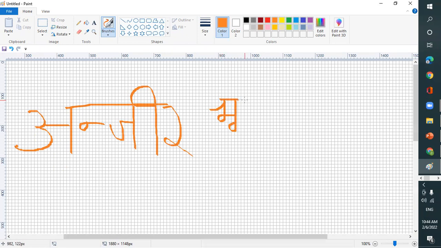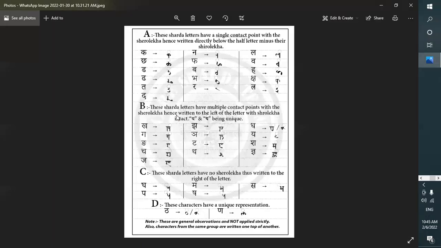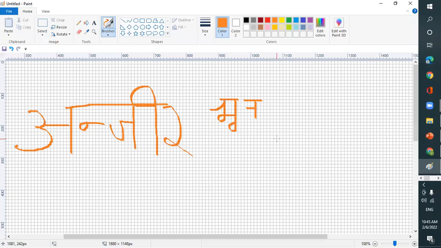See, na is half, so it will be written full. Ja is which category? B category. And as per rule, what should happen? Where should it be written then? Towards the lower side with Shirorekha. Towards which side? Left side. Towards left. Very good.